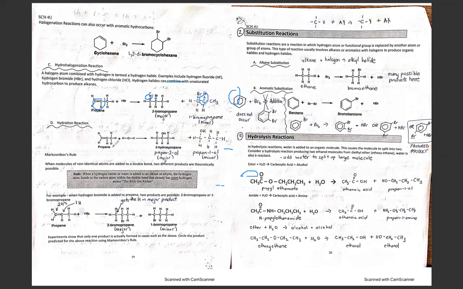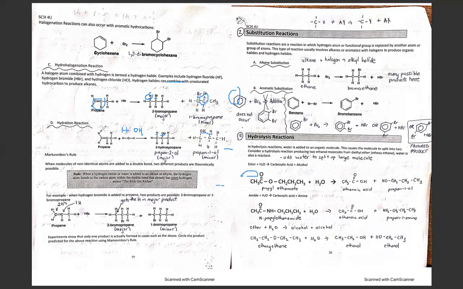Okay, so now we have hydration. So this is when water is being added across. It's easier if we think of water as being HOH, because then we can see that we have the 2 separate groups that are being added. So again, we can break the double bond and add HOH or OHH.